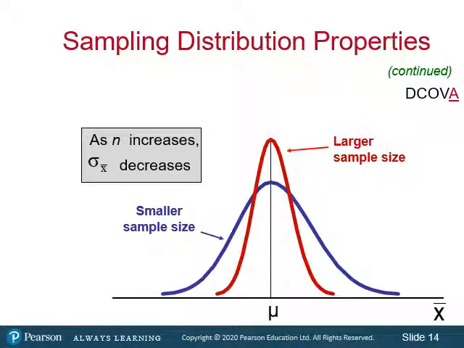The sampling distribution properties are shown in this slide. If you see here, when the sample size becomes larger, the standard error becomes smaller. When the sample size is smaller, the standard errors are actually larger.